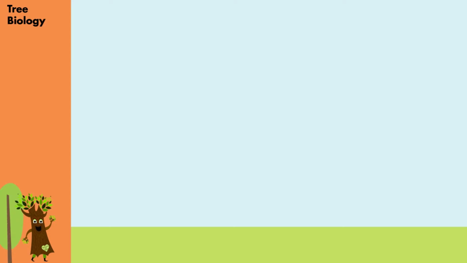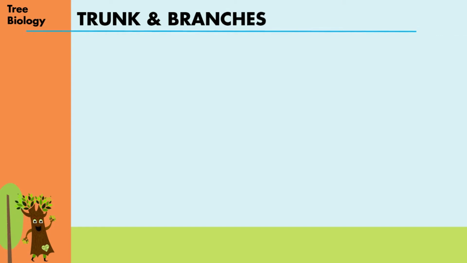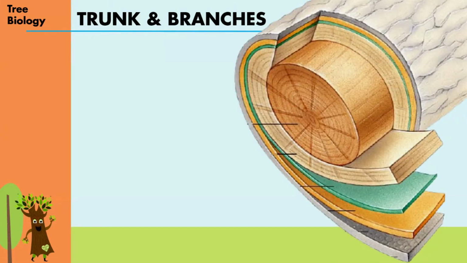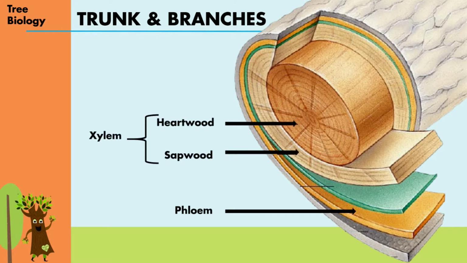Two important concepts to grasp when it comes to tree care is the composition of the woody parts of the tree, the trunk and branches, and understanding how trees recover from wounds. In this slide, we want to bring your attention to the phloem and xylem. These are the pathways for nutrient and water transport.